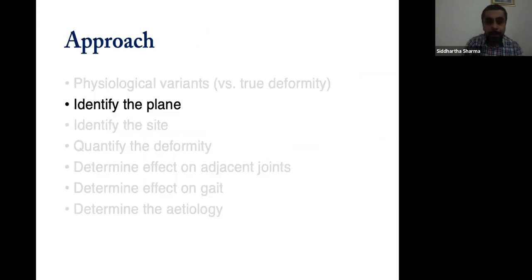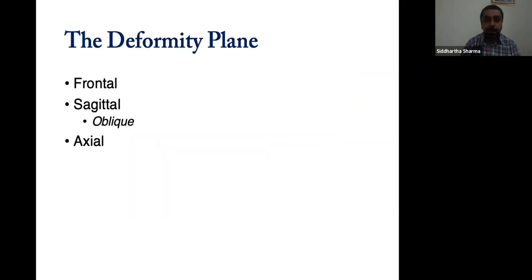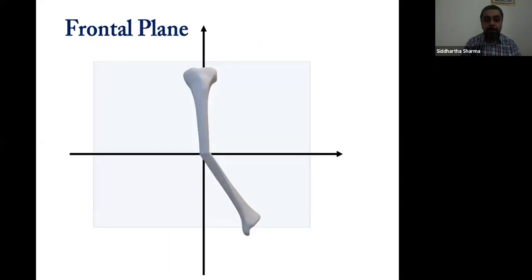So having dealt with the physiological variants, let's see which plane the varus is. Now, this may be the easiest part of the examination and something that you already know. So the deformity can exist in a frontal plane, sagittal plane. Sometimes it can be a plane between the two, which we know as the oblique plane. I will show you. And of course, there can be an axial plane deformity.